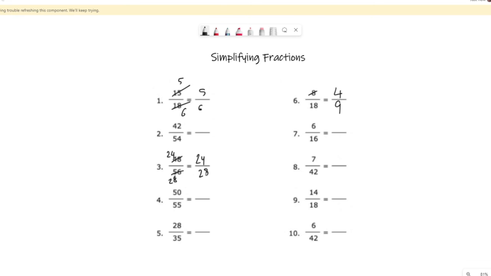I can still see that these both are even numbers, and we can simplify them more by 2. So divide them again, 2 times 12 and 2 times 14. They are still even, 2 times 6 and 2 times 7. I think now this is the lowest form.